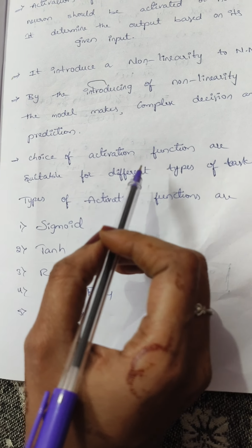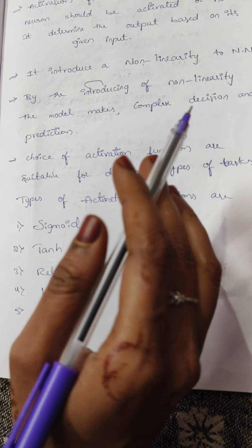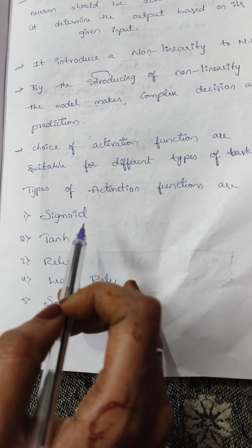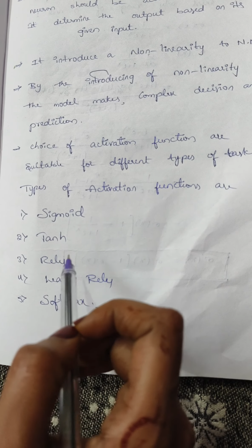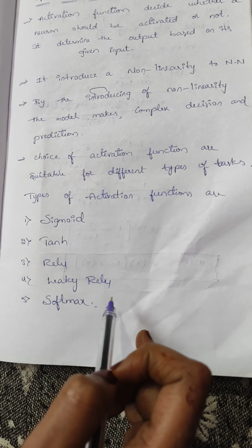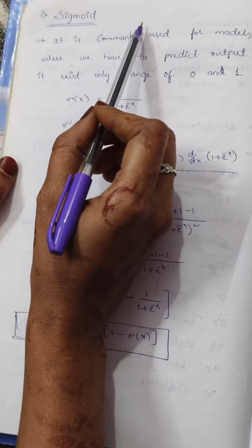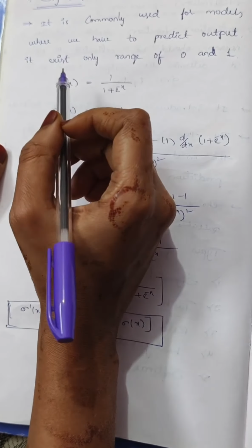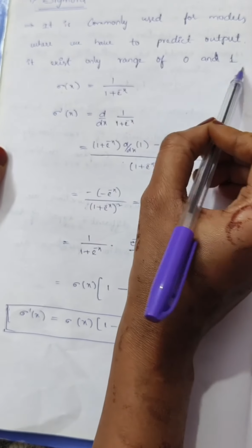The choice of activation function is suitable for different types of tasks. There are several types of activation functions: sigmoid, tanh, ReLU, leaky ReLU, and softmax. The sigmoid activation function is used for models where we have to predict the output. It exists only in the range of 0 and 1.